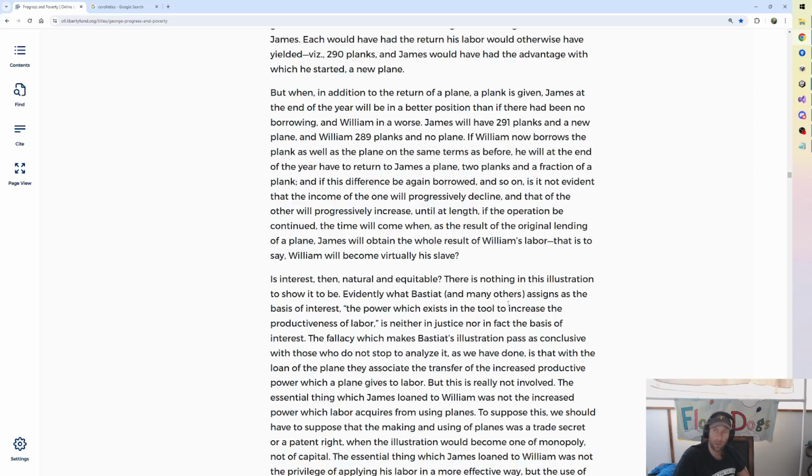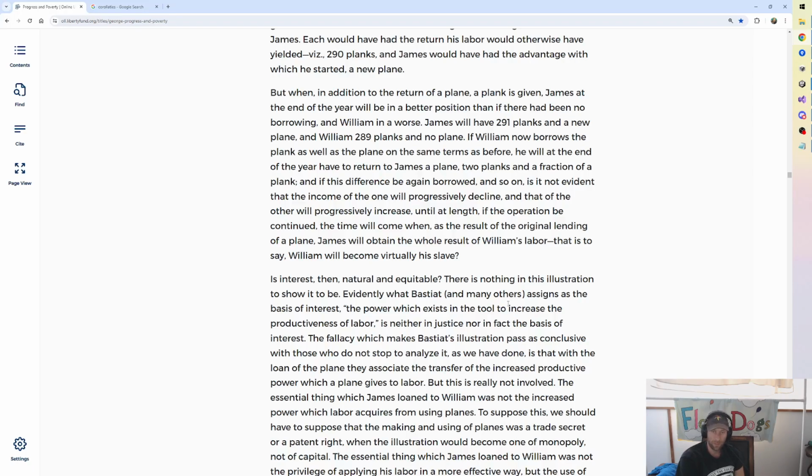If William now borrows the plank, as well as the plane, on the same terms as before, he will at the end of the year have to return to James a plane, 2 planks, and a fraction of a plank. And if this difference be again borrowed, and so on, is it not evident that the income of the one will progressively decline, and that of the other will progressively increase, until at length, if the operation be continued, the time will come when, as the result of the original lending of a plane, James will obtain the whole result of William's labor, that is to say, William will become virtually his slave?